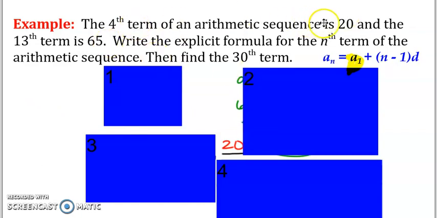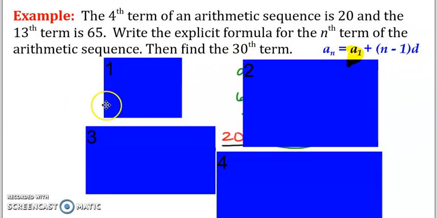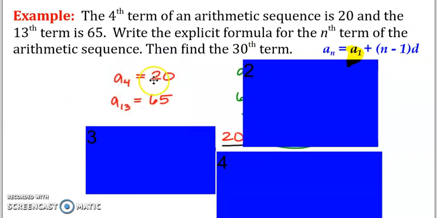All right, so the fourth term is 20, the 13th is 65. I want the explicit formula, and then I've got to find the 30th term. This is a lot of work, holy crap. All right, let's take a look at what we know. The fourth term is 20, the 13th is 65.